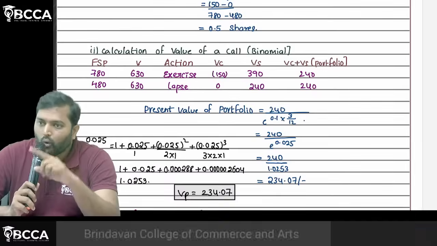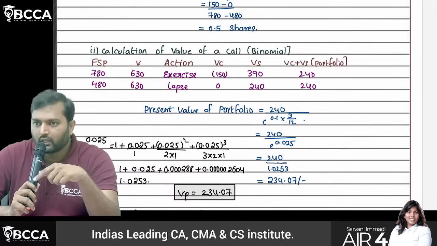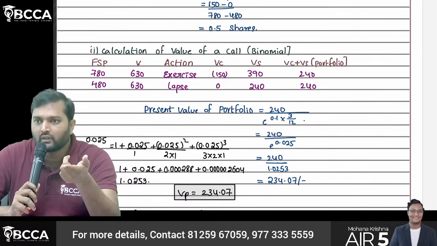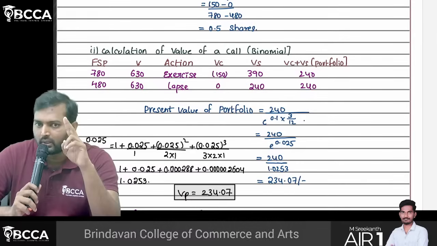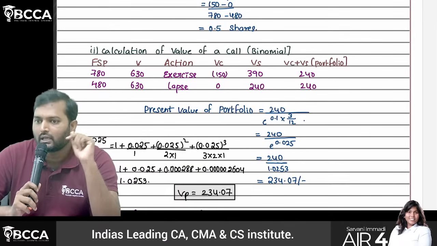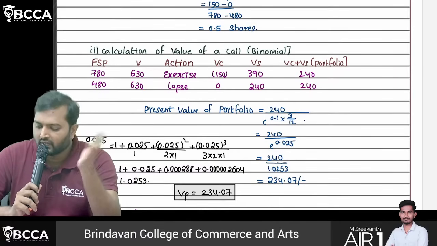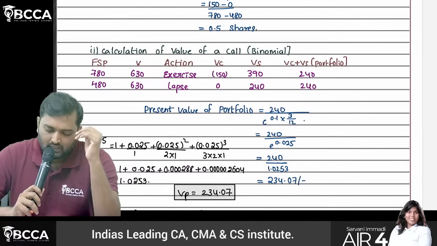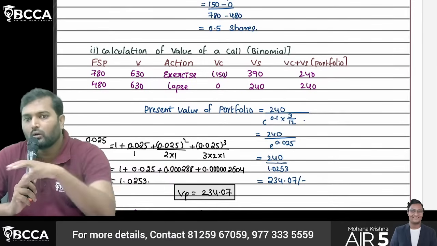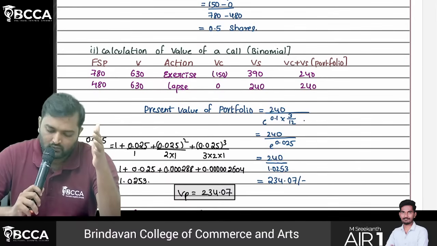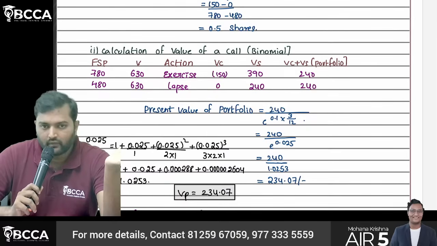Why is it minus 150? Because we are not holding the call option, we are writing a call option. If you are writing a call option, you are not going to get 150. You are losing 150. So that's why I'm taking 150 in brackets. So in the portfolio, I have two components. One is writing a call option, and next, holding delta shares. So I have 0.5 share. This 0.5 share value will be 0.5 into 780, so 390. So the overall portfolio value will be 390 minus 150, 240.